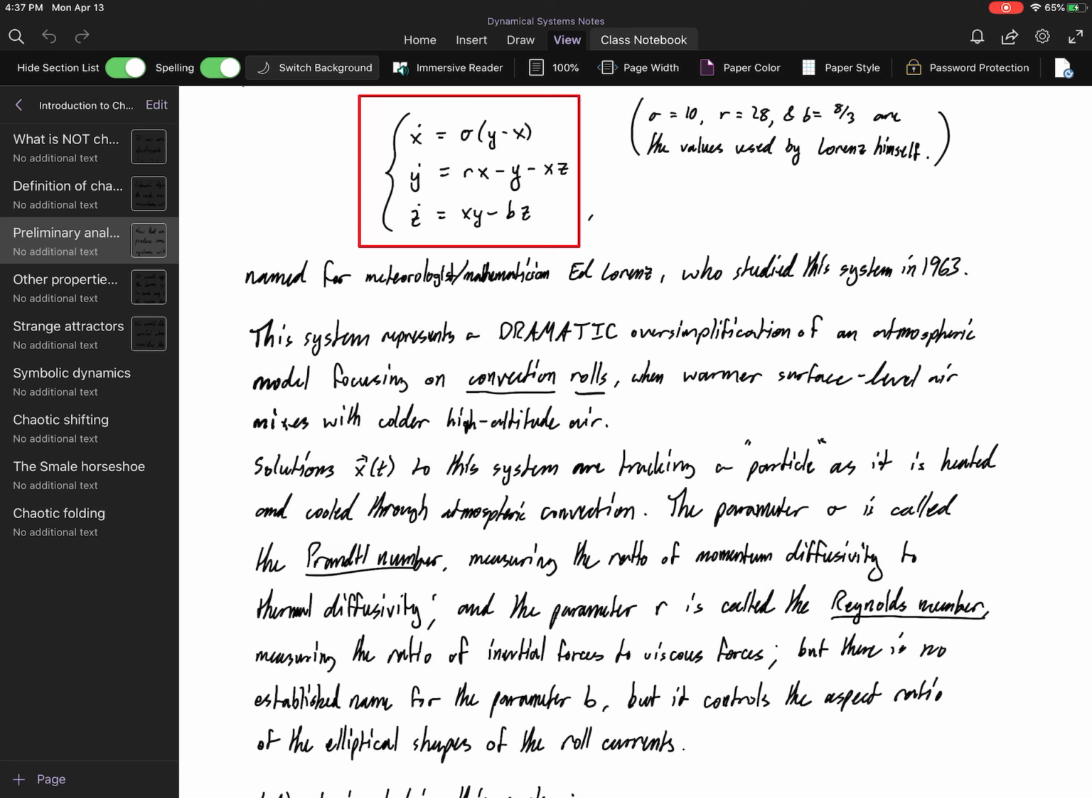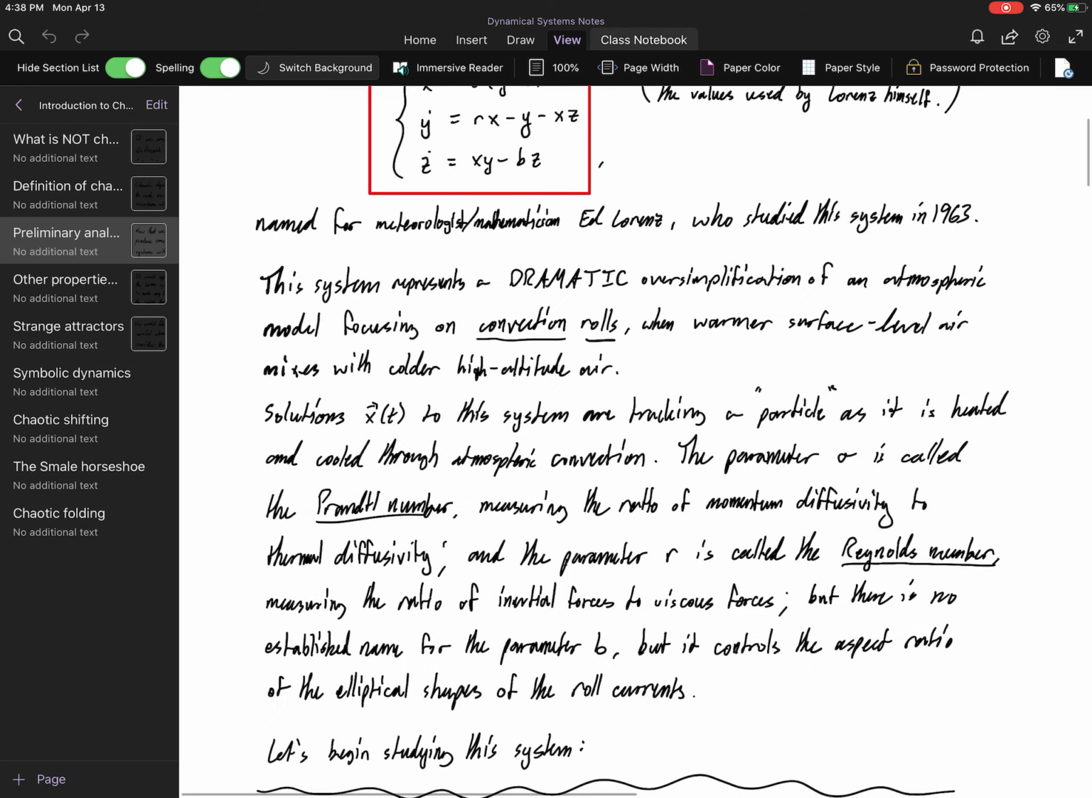Similarly, the parameter r we call the Reynolds number, and it's effectively telling us the ratio of inertial forces to viscous forces. So how much this resists motion because of its group mass versus how sticky this substance is, how resistant to flow this fluid is. But apparently there's no well-established name for this parameter b that shows up. However, it does effectively control the aspect ratio of the elliptical shapes that we see in the roll currents when we simulate what happens in this model.